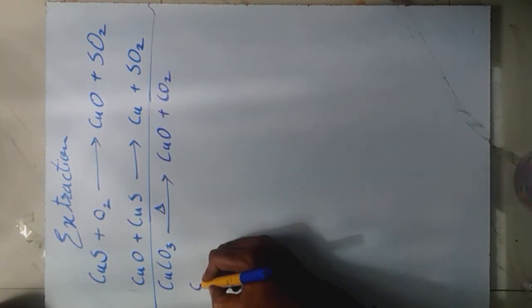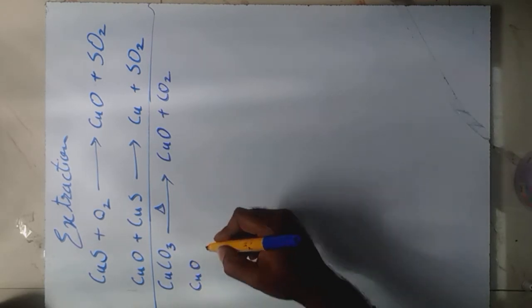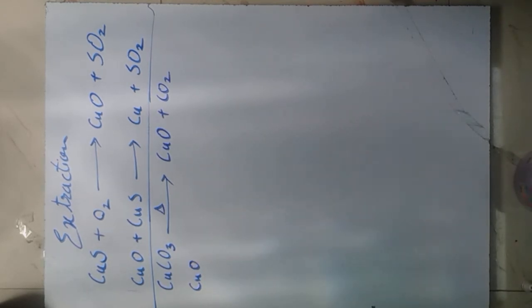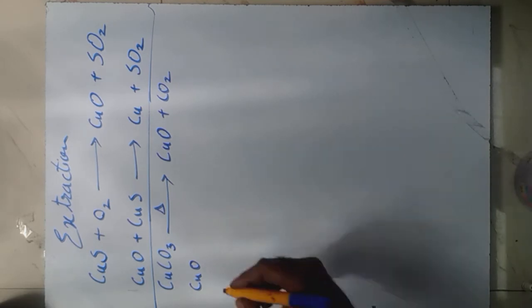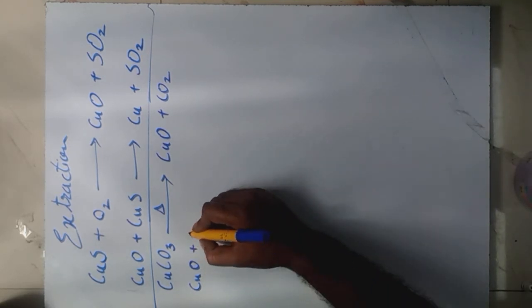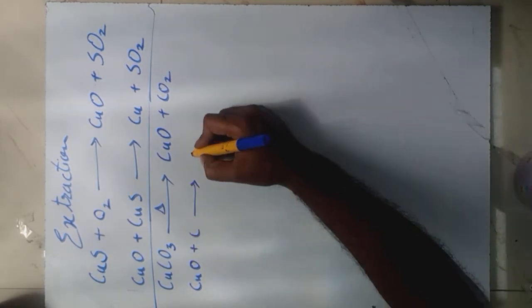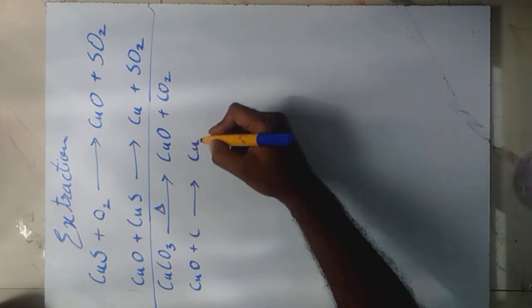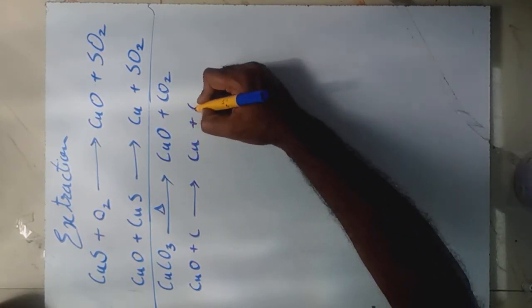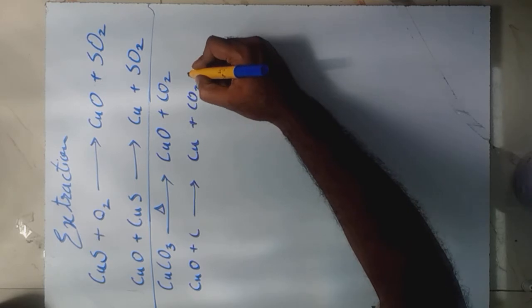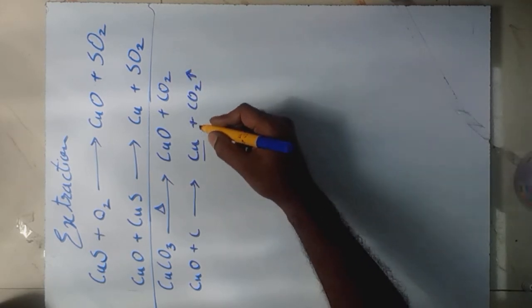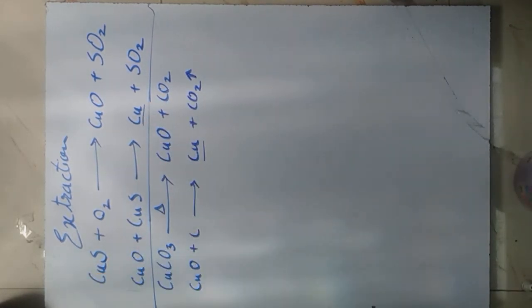This copper oxide is reduced by means of a reducing agent such as carbon. When it is heated with carbon, it liberates pure copper along with carbon dioxide gas. Thus, we obtain pure copper from either its sulfide ore or its carbonate ore.